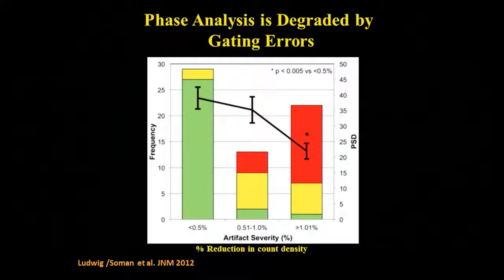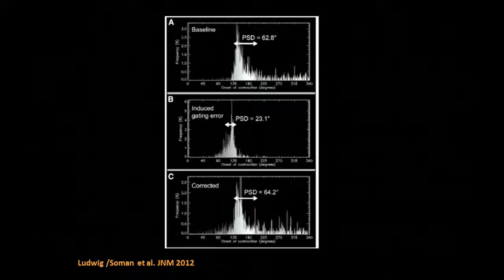So patients who had less severe artifacts, the frequency of reduction in or abnormal reduction in dysynchrony values was much less as opposed to having significant gating artifacts. This is an example from that study.